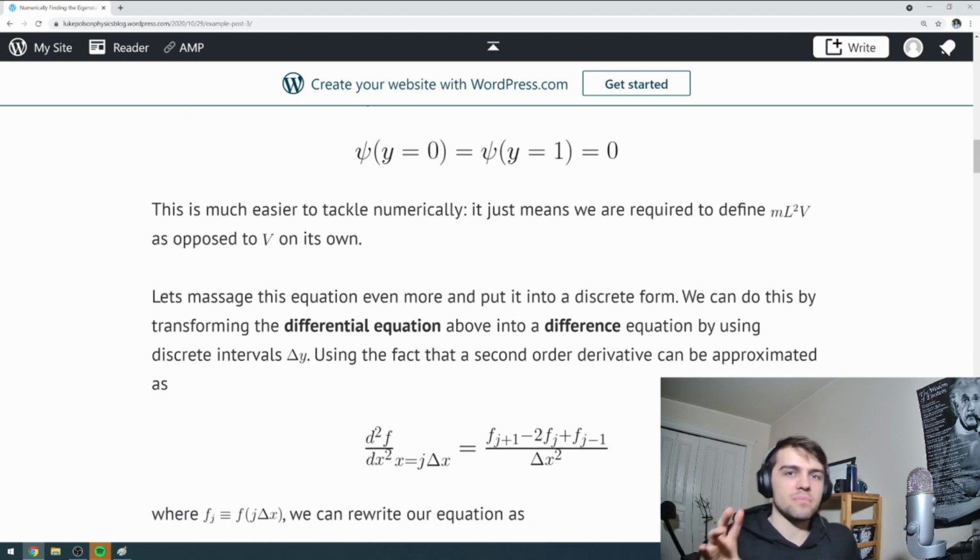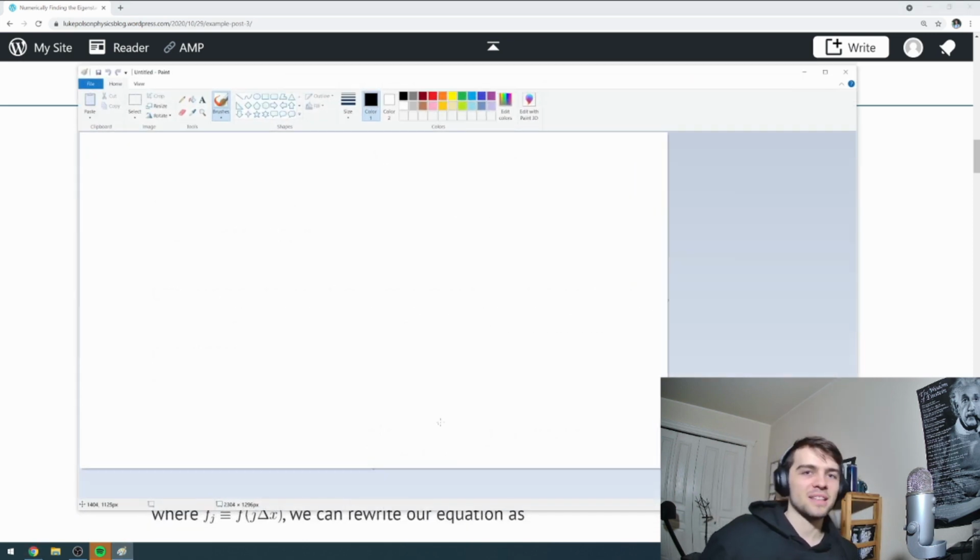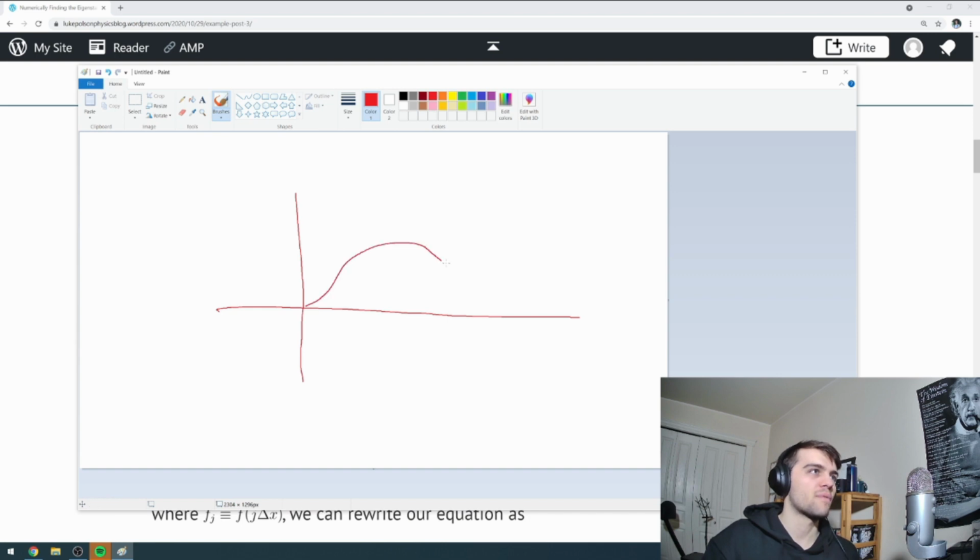So now we need to massage this equation to be in discrete form. And as always, I have my lovely program Paint here to help us think about this. So here's some function, right? And suppose we have a function f of x that looks like this. And this is continuous. But we can split it up into a bunch of discrete points.